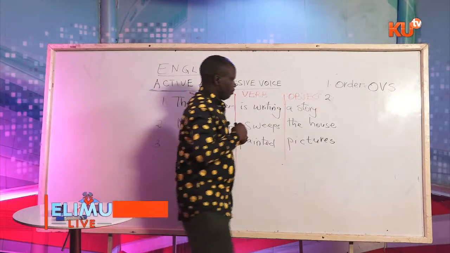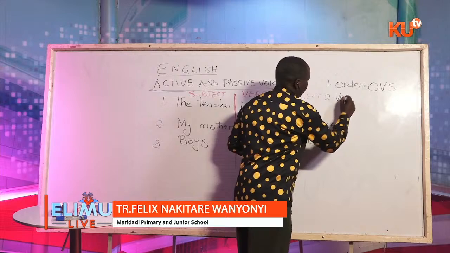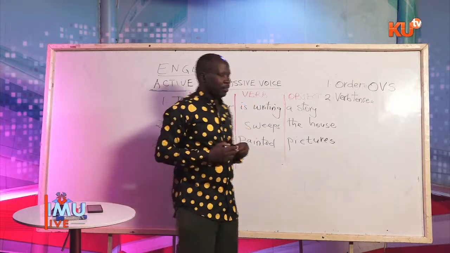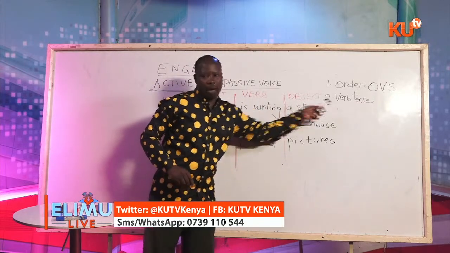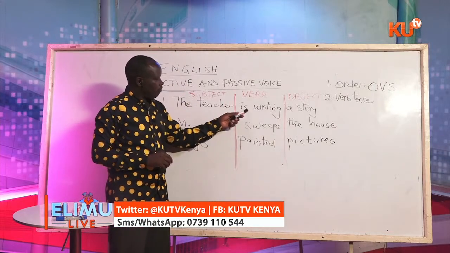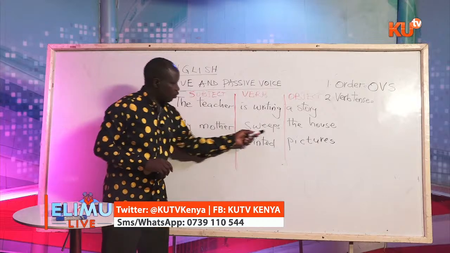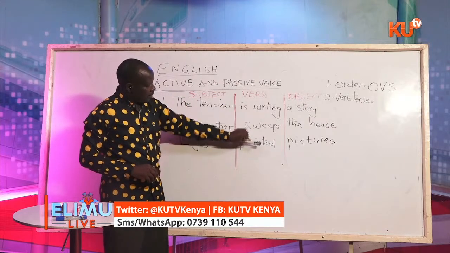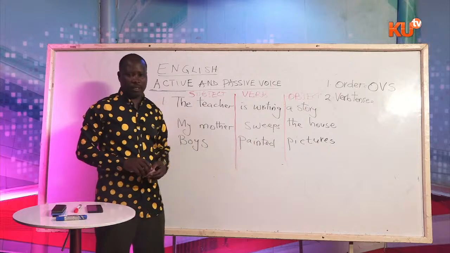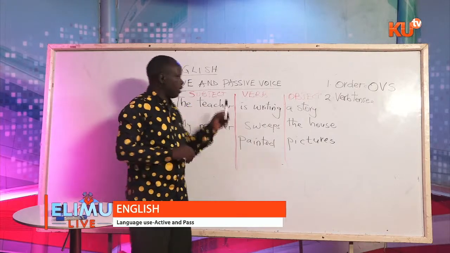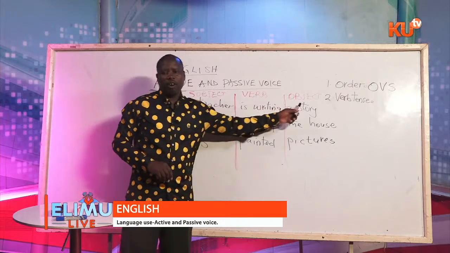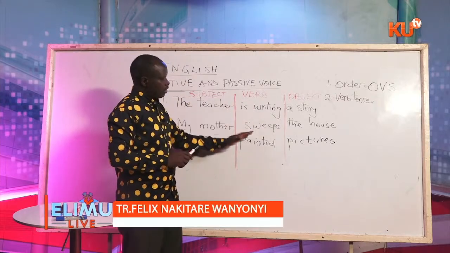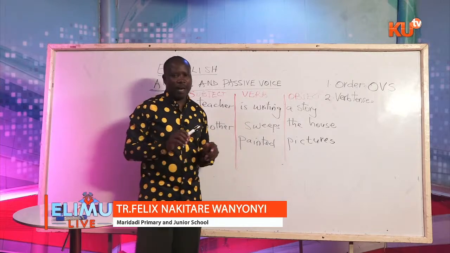The second rule, while changing from active to passive voice, very important, is the verb. The verb tense. How should be the tense of the verb? That is the action. Like here now we have writing. Here we have sweeps. And here we have painted. The tense form of this verb will have to change. That is rule number 2. Remember, rule number 1 is the order of subject, verb, and object. Rule number 2 is the tense of the verb. So all verbs must be changed and rewritten in past participle.